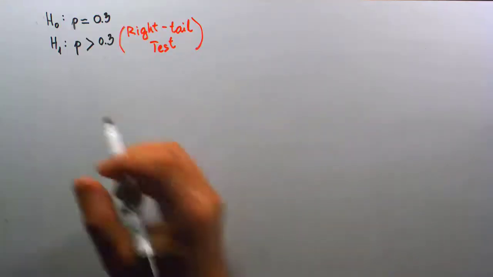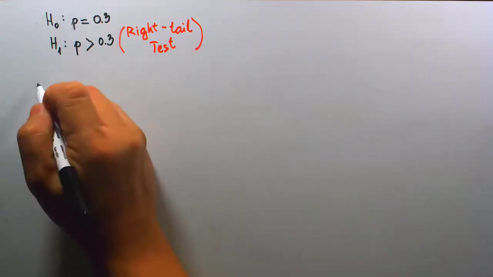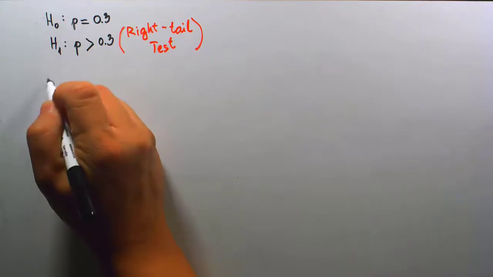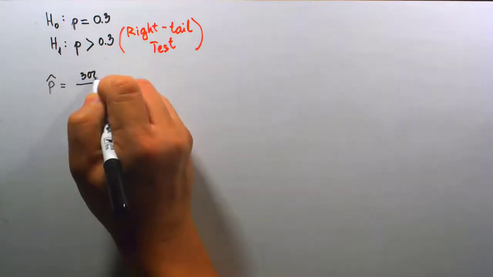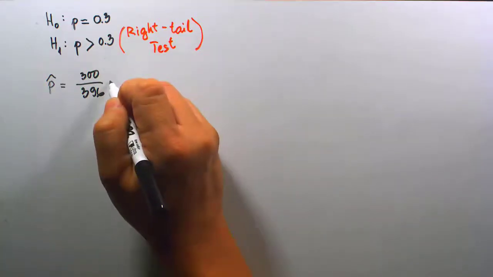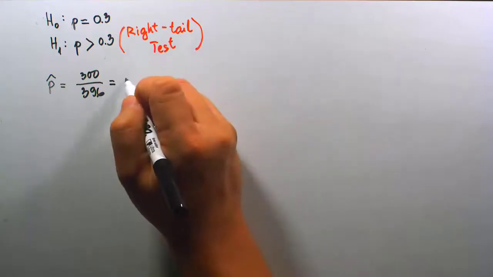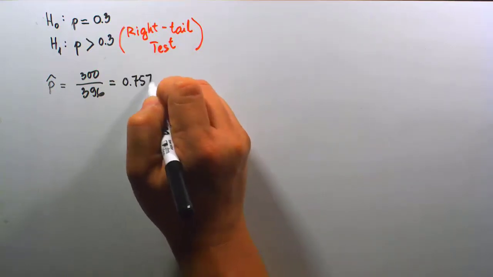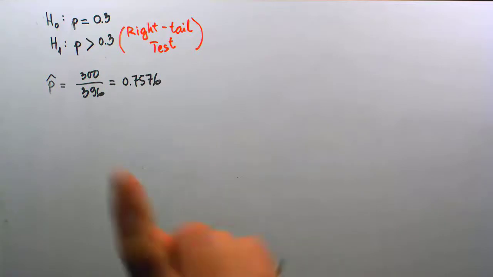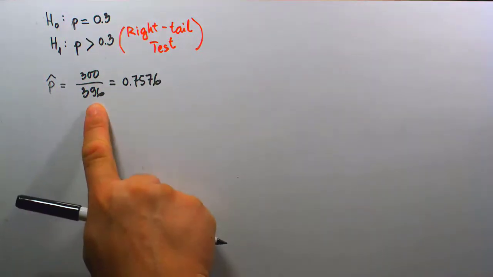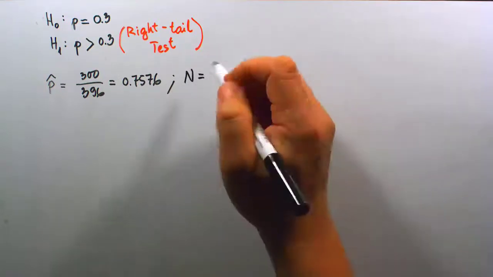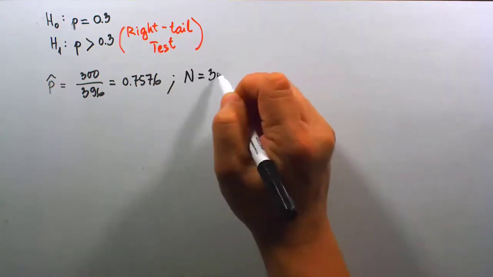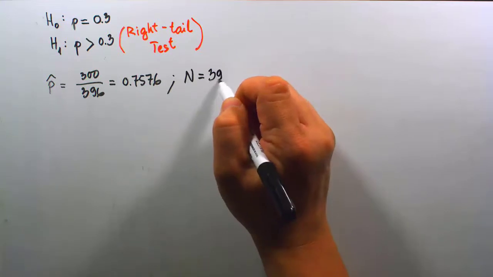And so, as far as the sample proportion, we use p hat equals 300 out of 396, which in decimals is 0.7576. And of course, the number in our denominator here is the sample size, how big the sample is that we use. So our sample size is 396.